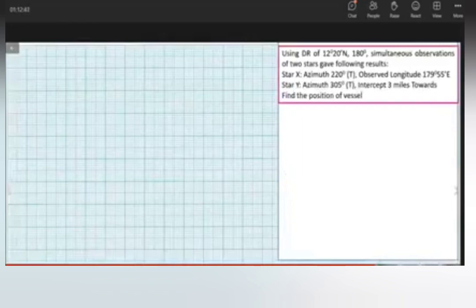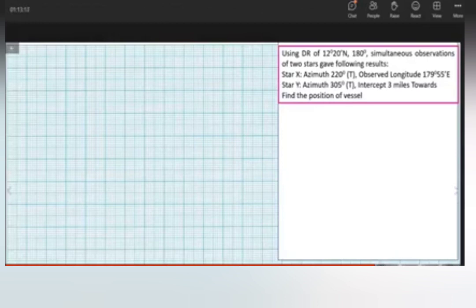One more example, using DR 12 degrees 20 minutes north, 180 degrees. Simultaneous observations of two stars gave the following results. Star X azimuth 220 degrees true, observed long 179 degrees 55 minutes east. Star Y azimuth 305 degrees true, intercept 3 miles towards. Find the vessel's position.